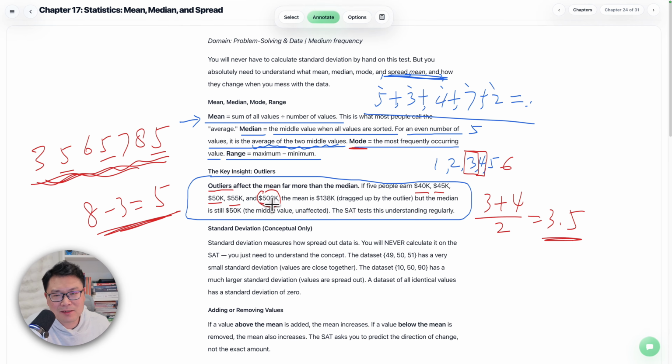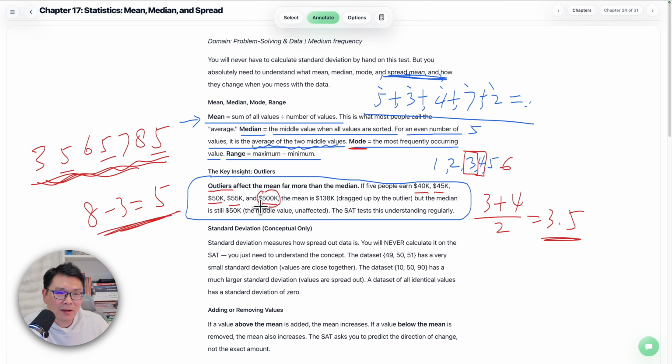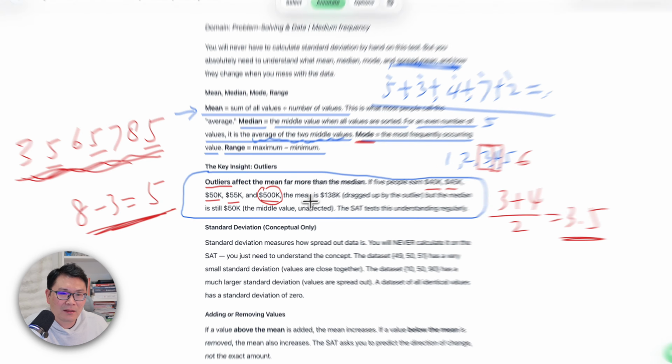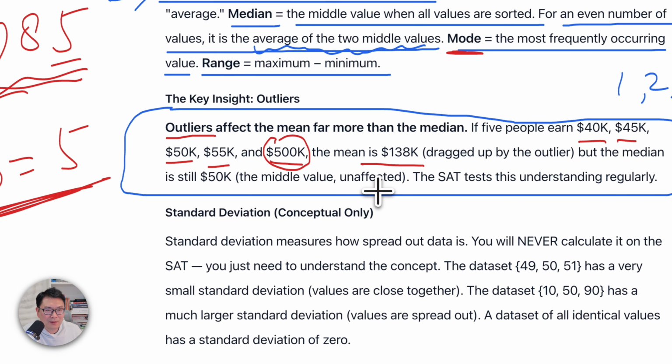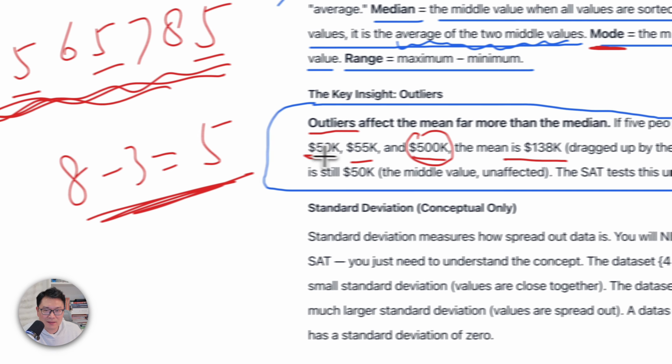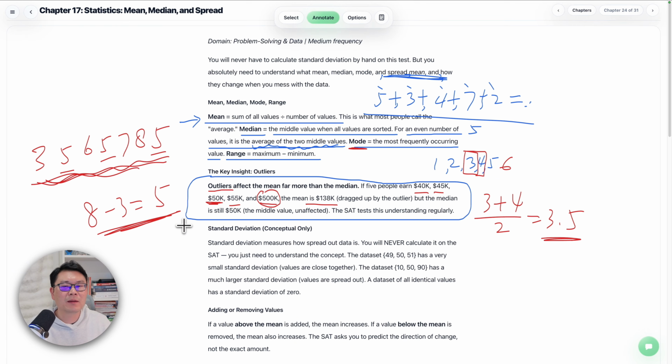And this outlier is going to affect the mean value of this group of numbers much more strongly than the median. The mean is 138, right? But the median is only 50, which means the median and the mean can be quite different, depending on what kind of group of numbers you have.